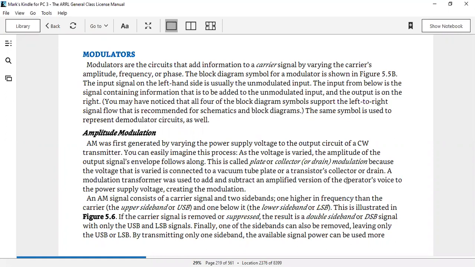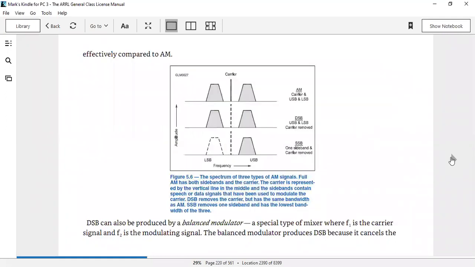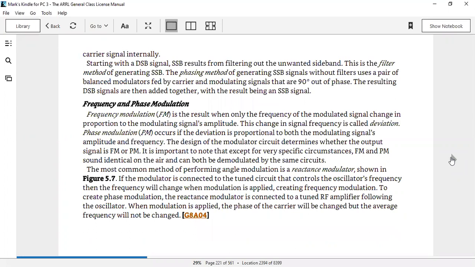And then here it talks about the upper and lower sideband that we discussed earlier. Let's see what we've got next, Mark. We've got pictures here. Okay, we don't need that. Then we're going to this again. Here, frequency and phase modulation. We talked about that.